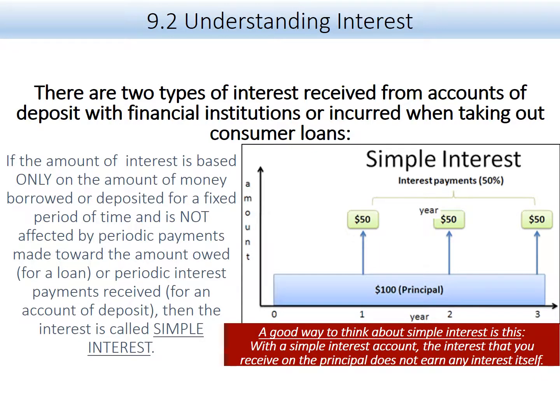A good way to think about simple interest is that in a simple interest account, the interest that you receive on the principal doesn't earn any interest itself. In other words, only the $100 that you put in originally earns interest. Probably the easiest way to think of that is that you just get the $50 back yourself. It's not sitting in the account further earning interest.